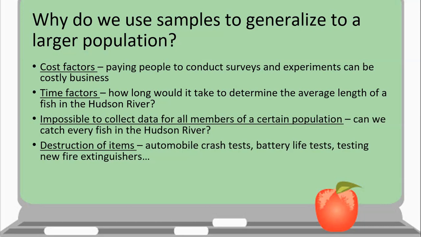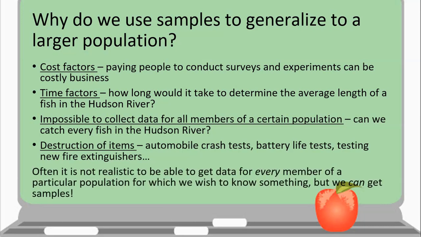So if we're destroying things, we have to obviously take a sample of these items to figure out what it is we want to figure out. We can't possibly use all of them. So in a general sense, it's often just not realistic to get data for every member of a particular population for which we want to know something, but often we can get samples. Samples are easier to do. And then again, it's called inferential statistics. It's taking our sample data and using that to make generalizations back to the population at hand.